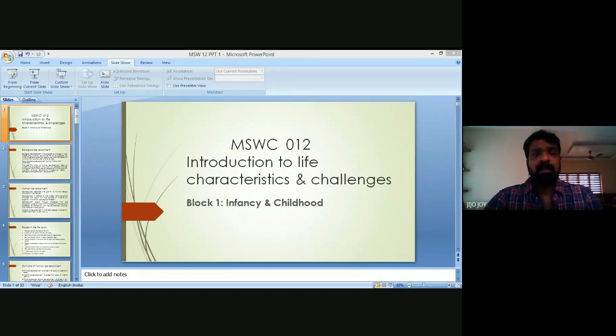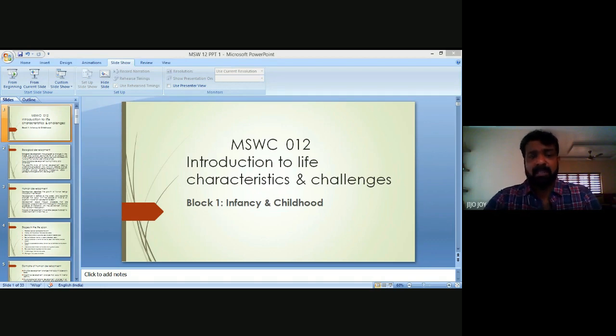Then the third stage is babyhood, from the end of the second week to the end of the second year. So it's a longer period. From the second week after birth, the babyhood starts and continues till the second year. So until the baby attains the age of 2, that period of the stages in life is babyhood.